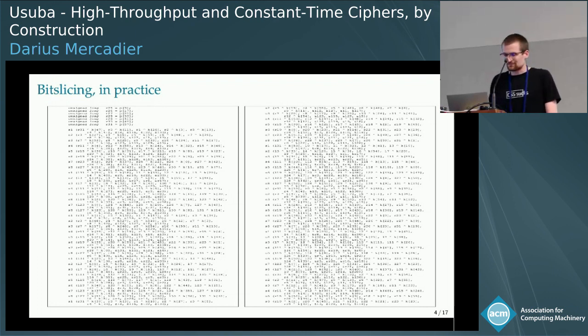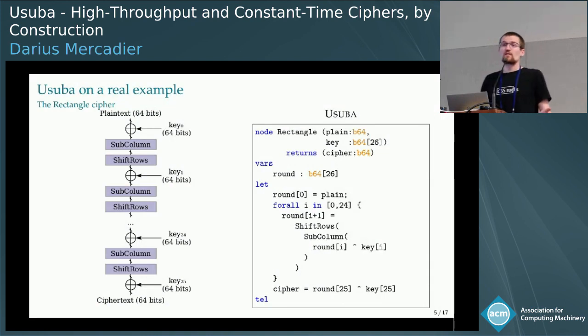So that's where Usuba comes in. Usuba is a programming language designed to write ciphers and generate bitslice code. So on the example of the Rectangle cipher, on the left you have a pseudo-circuit describing Rectangle, and on the right the Usuba code expressing the circuit. And the idea of a Usuba program is that your Usuba code is a straightforward translation of the pseudo-circuit of your cipher.